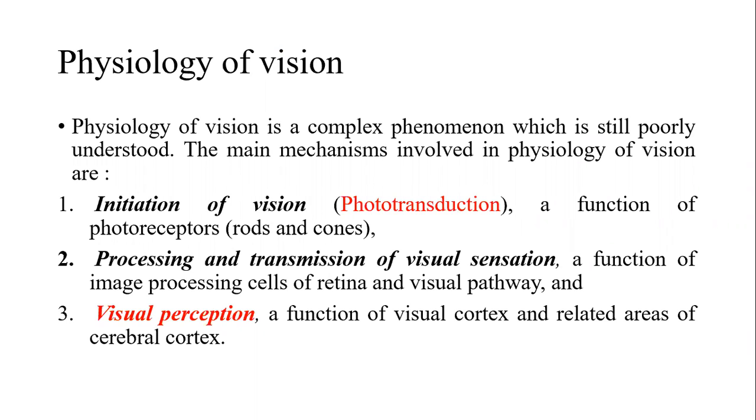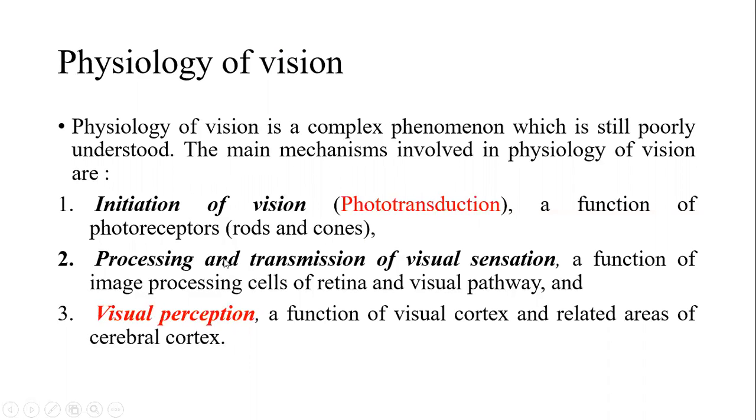The physiology of vision is a complex phenomenon which is still poorly understood. The main mechanisms involved are basically three things, and all three are very important. First, the initiation of vision, another name for which is phototransduction. What is that? A function of the photoreceptors, mainly rods and cones. We have already read the anatomy of the retina, the second layer, the layer of rods and cones.